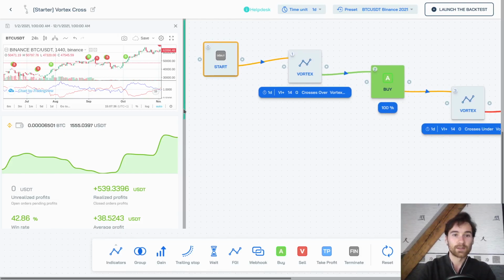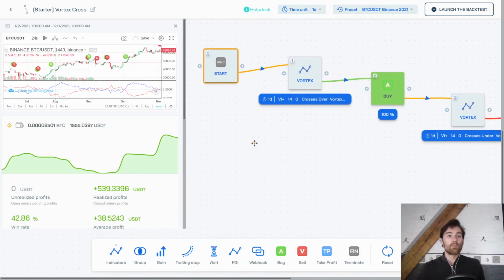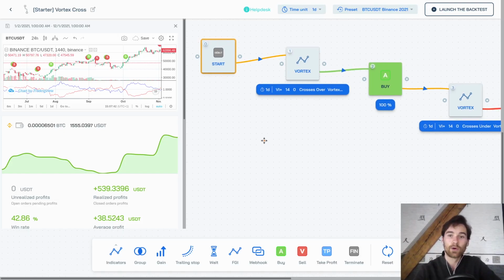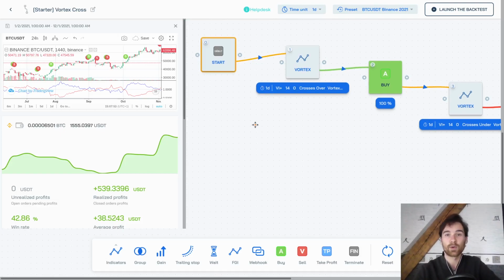Okay, so I have nothing to add to this video. You know how to use the Vortex. So remember, if VI plus crosses over VI minus, it's a buy signal, and if VI plus crosses down VI minus, it's a sell signal.